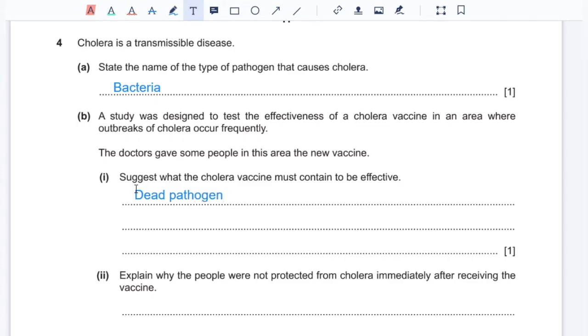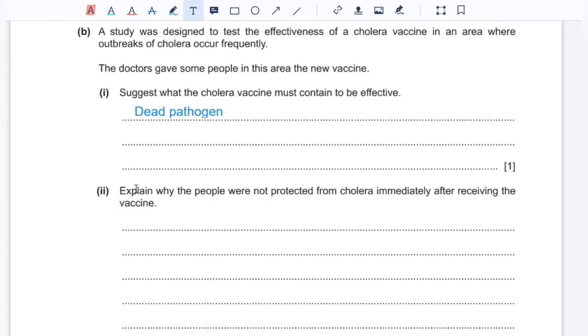Explain why the people were not protected from cholera immediately after receiving the vaccine. Alright, the way that vaccine provides protection is by causing an immune response which will produce memory cells, and it is these memory cells which will kill the pathogen when it enters the body a second time. But this protection is only available after the immune response has been carried out.